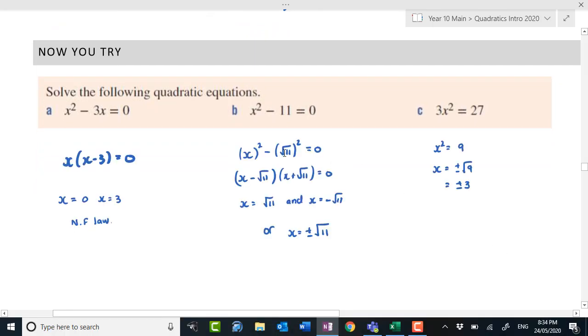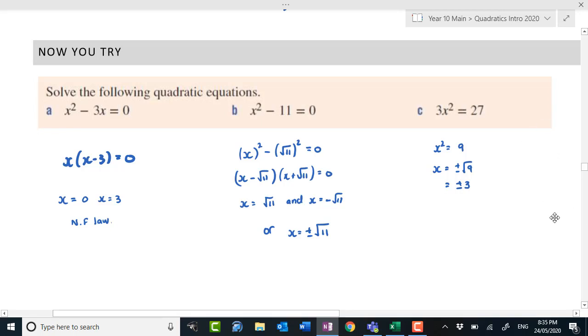All right, so as you can see, I factorize, I take out the highest common factor of x. So that gives me x times x minus 3. Using our Null Factor Law, that means that x is equal to 0 or x minus 3 equals 0, which would mean x equals 3. Two solutions. Over here, we've got our difference of perfect squares. I've just changed that to x squared minus root 11 all squared, which means that that's factorizing as x minus root 11, x plus root 11. Of course, you've got to recognize that that is the difference of perfect squares.